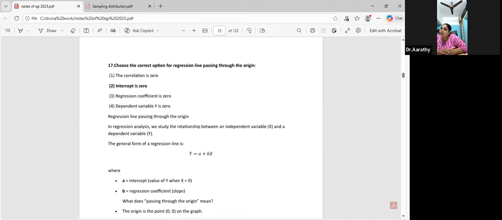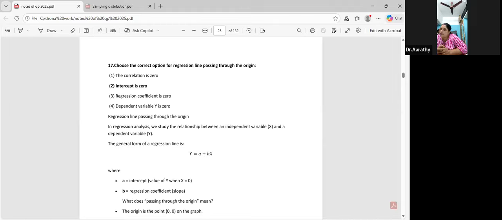So now in the question it is asked, choose the correct option for regression line passing through the origin. Origin means x and y have the value 0, right? Origin means the point where the x-axis and y-axis meet, where the x value is 0 and the y value is also 0. So in that case, the general form of the regression line is y is equal to a plus bx. Substituting the values of the origin, that is the values of y and x, in the equation, you'll get 0 is equal to a plus b into 0.